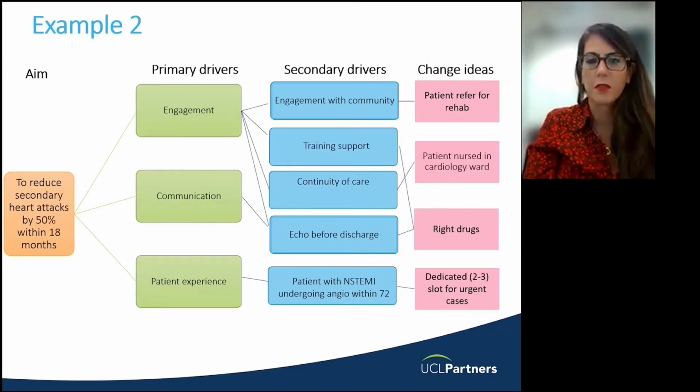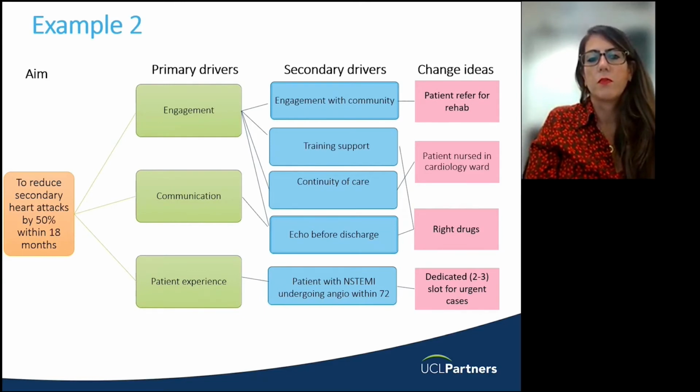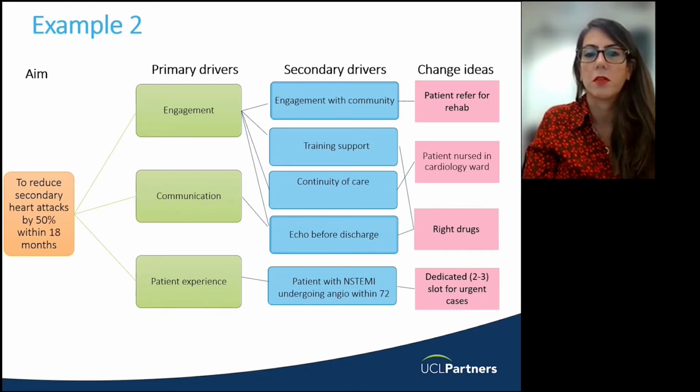We've got quite a simple one here, which is to reduce secondary heart attacks by 50% within 18 months. Now, I'm being a bit facetious where I say simple, because actually that's a huge aim. But what we've managed to do is boil it down to a small number of things that we think we could go and tackle, because that's absolutely massive. So the people that have designed this driver diagram think that having engagement, communication, and tackling patient experience will be the things that lead to improving this aim. So improving engagement, improving communication, and patient experience.